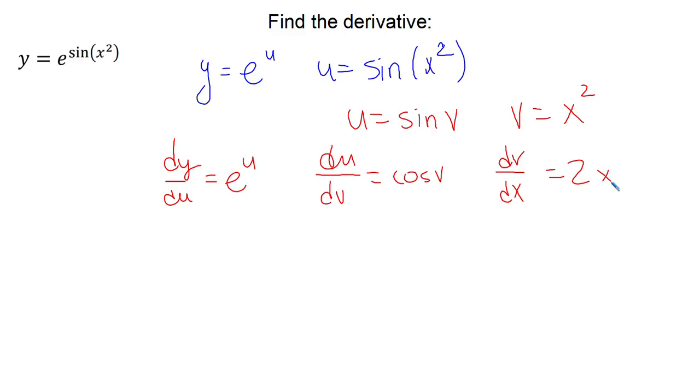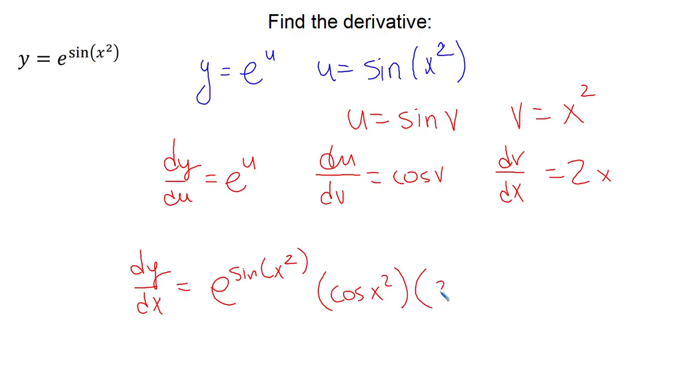So when we multiply all of these things together, we just end up with our dy dx of e to the sine of x squared, our original function that we started with, times our cosine of v, which is our cosine of x squared, and then times 2x.